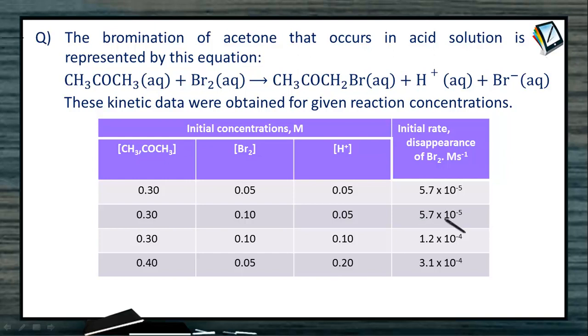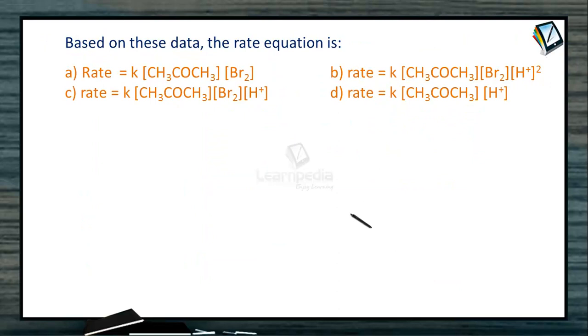Here is the experimental data given related to the bromination of acetone which occurs in the acid solution. So given the initial concentration of acetone, bromine as well as the H plus, and this is the initial rate in terms of disappearance of bromine. Here 4 different experiments were conducted by changing the concentration of these substances, and these are the corresponding rates of reaction. And from this particular data we need to find out the rate equation.